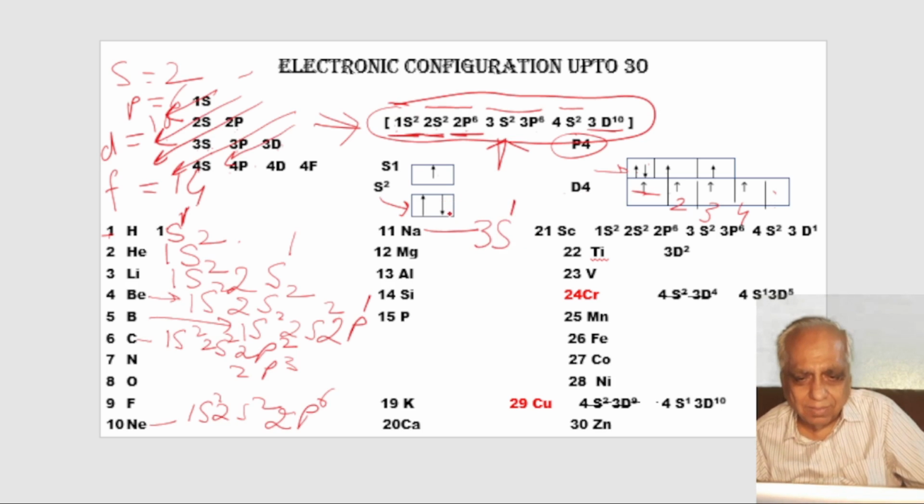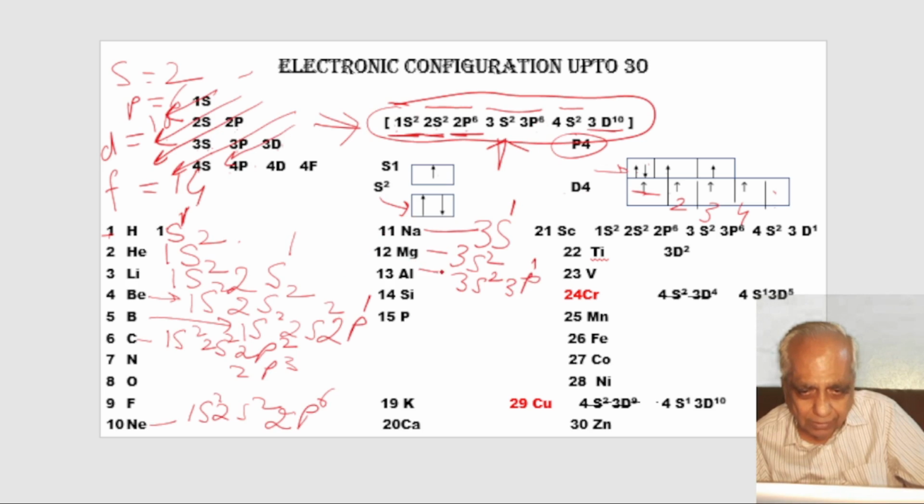Magnesium, all 10 would be there: 3s2. So now this orbit has also got filled up. Now my p orbit will come. So aluminum would be 3s2, 3p1. Isn't it? P can go up to 6. So here all this you should write. Then silicon 3p2, phosphorus in this manner.